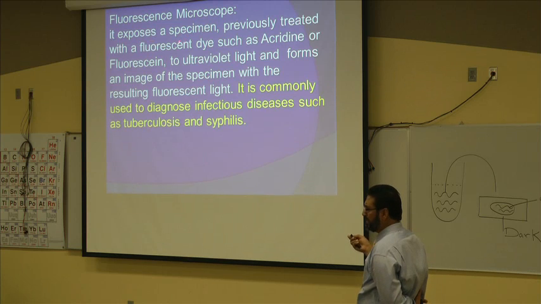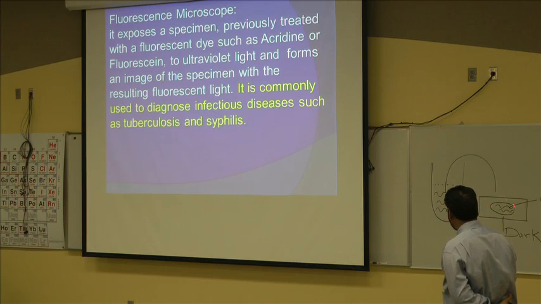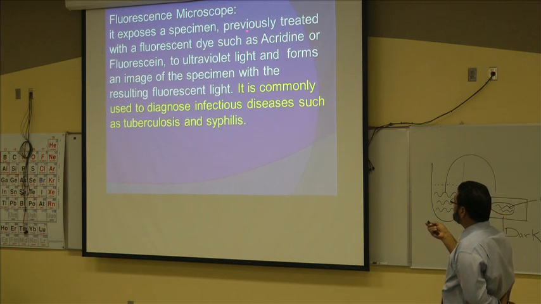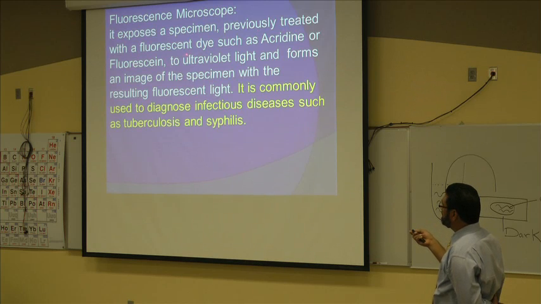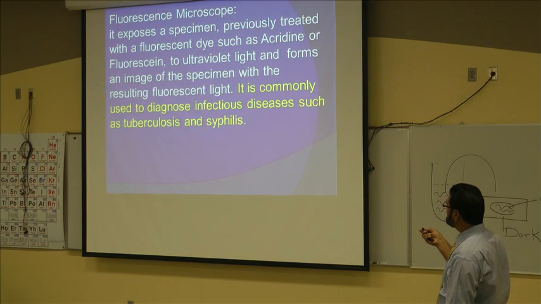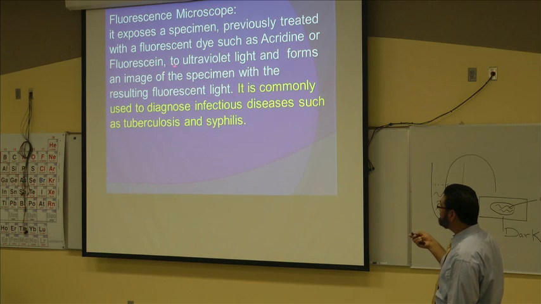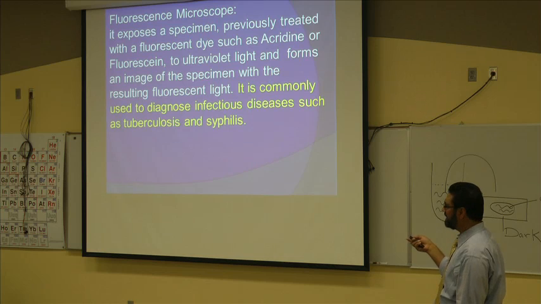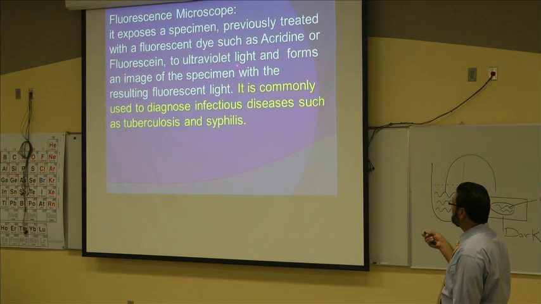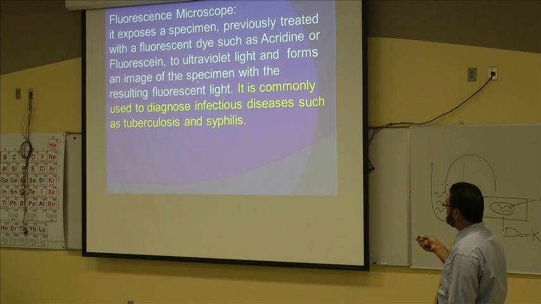It exposes a specimen, like this one right here on the board, which is previously treated with two things: fluorescent dye and antibody. The fluorescent dye could be acridine or fluorescein. Please add the words fluorescent dye and antibody. You must have antibody. Then the specimen is exposed to ultraviolet light, and it makes an image of the specimen.